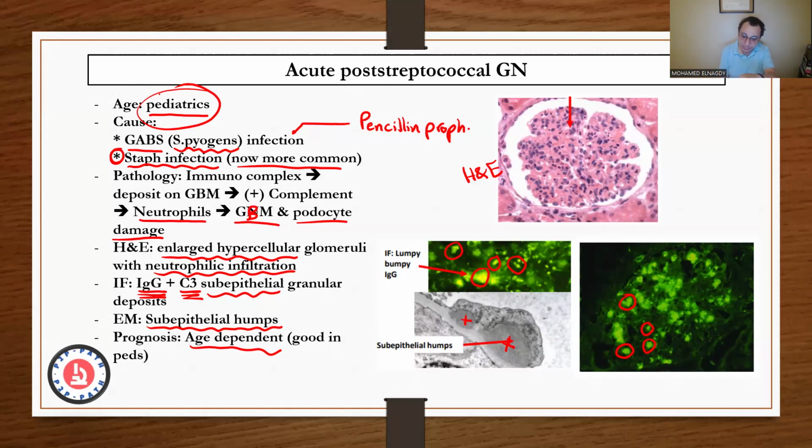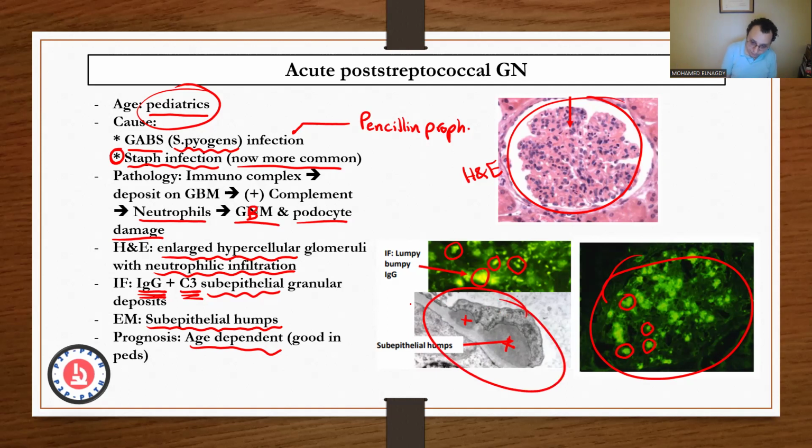So you might get one of these pictures in your boards, the enlarged hypercellular glomerulus or the granular deposits, and they tell you that this is IgG, and the patient is, for example, having mild proteinuria. This means nephritic syndrome with IgG deposits, granular deposits. So I'm talking about acute post-streptococcal glomerulonephritis. This is the lumpy-bumpy deposits.